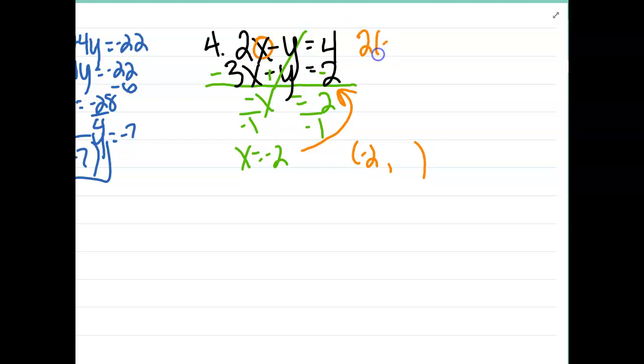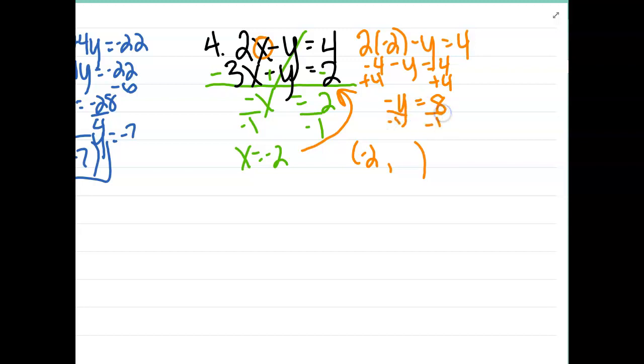So we'll do 2 times negative 2 minus y equals 4. 2 times negative 2 is negative 4 minus y equals 4. Add 4 to both sides. So we have negative y equals 8. Just like with the x, we don't want negative y, we want a positive y, so we'll divide both sides by negative 1, which flips those signs. We have negative 2 comma negative 8.